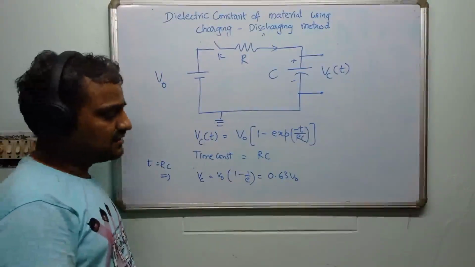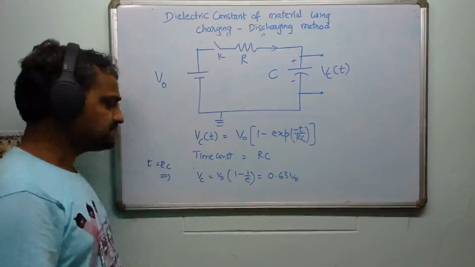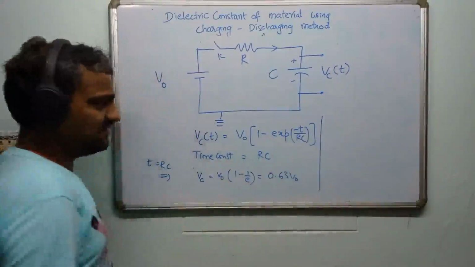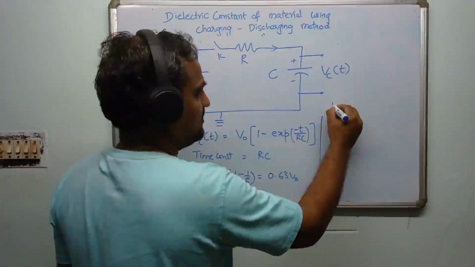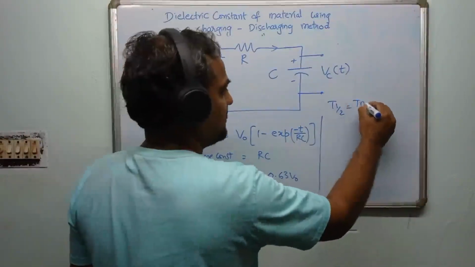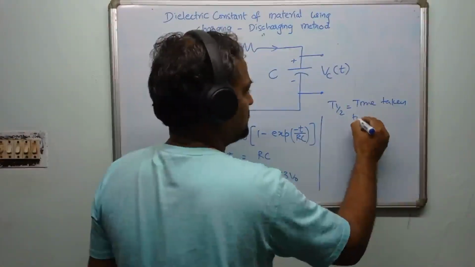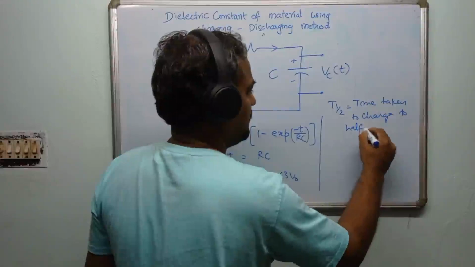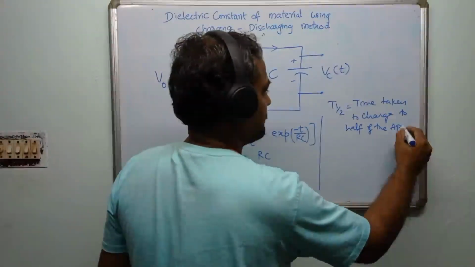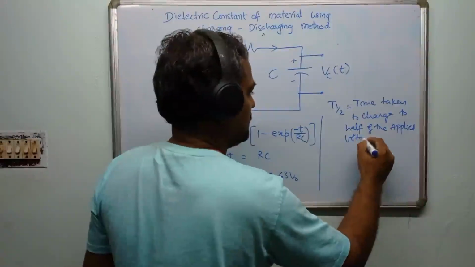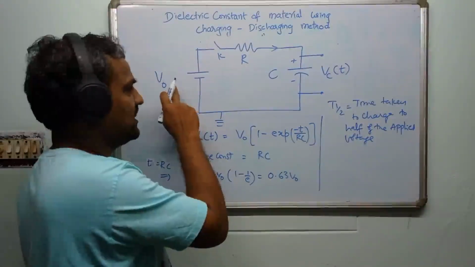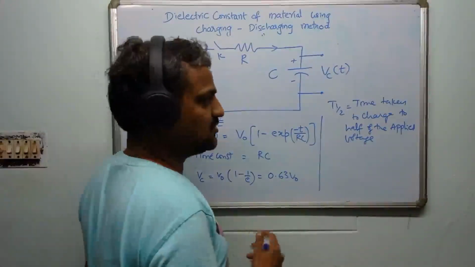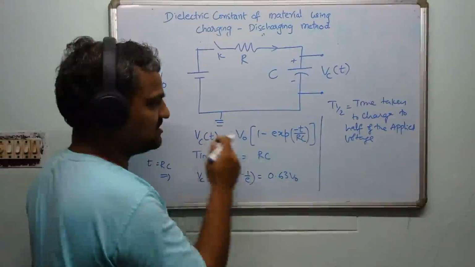Similarly, we can define the time constant with the discharging process also. We can also derive an expression here for a time called T half. It is the time taken to charge to half of the applied voltage, which means we are applying V0 here. So after how much time Vc becomes equal to V0 by 2, that time is what you call T half. You can once again put it in this expression.